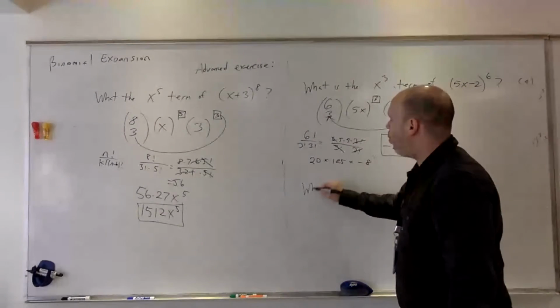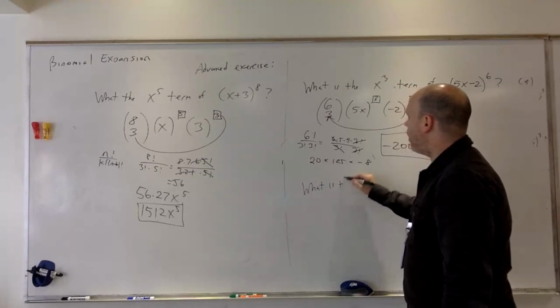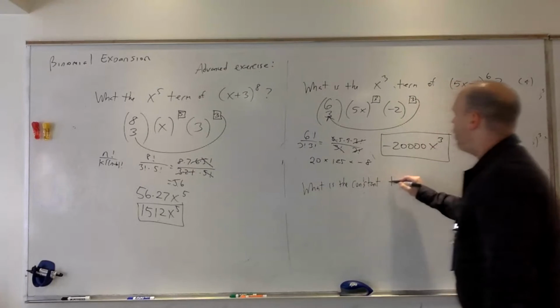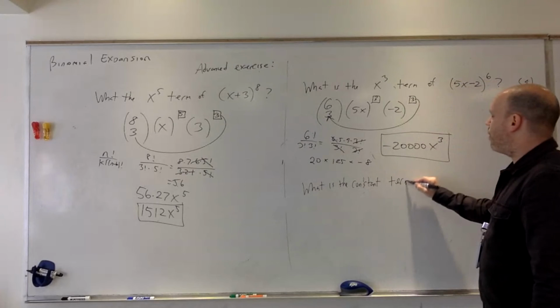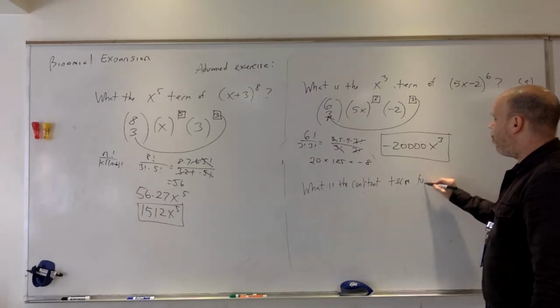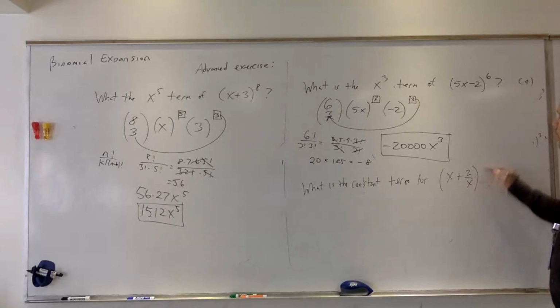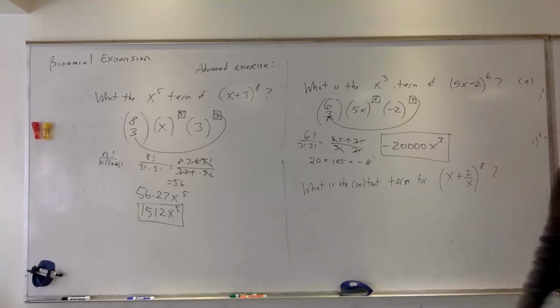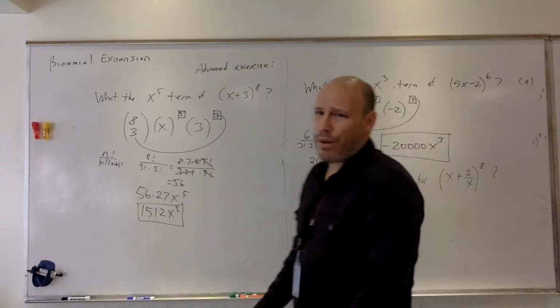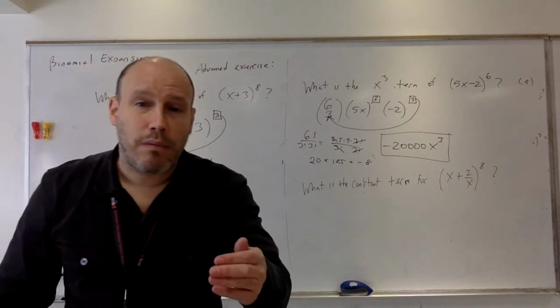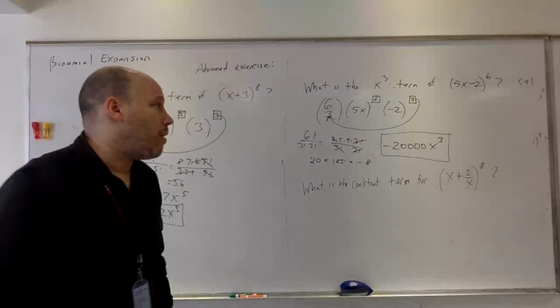The last problem we need to think about is what is the constant term for x plus 2 over x to the 8th? How are we going to figure that one out? Well, what does it mean? A constant term, it's like 7.